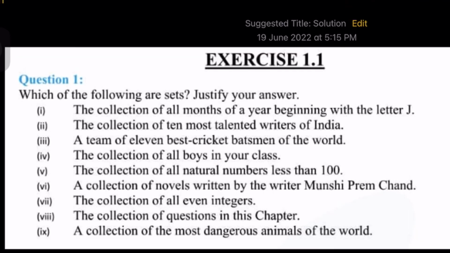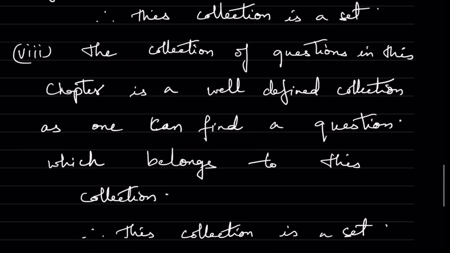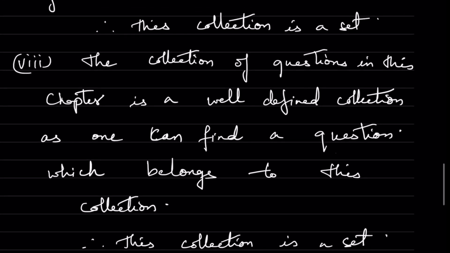Next one, what's the eighth one? The collection of questions in this chapter. Definitely you'll know what all the questions are. If you take a question from the chapter sets, you know which question is from which chapter. So this question belongs to the chapter sets. If you are aware of the chapter, definitely you'll know that the collection of questions in the chapter is a well defined collection, as one can find a question which belongs to this collection. Therefore this collection is a well defined set.